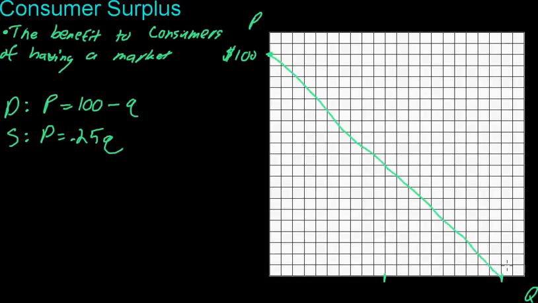So if the price were $0, people would want 100 of whatever good we're talking about. And let's talk about apples. No, that doesn't make sense that an apple would be $100. Let's talk about iPods.